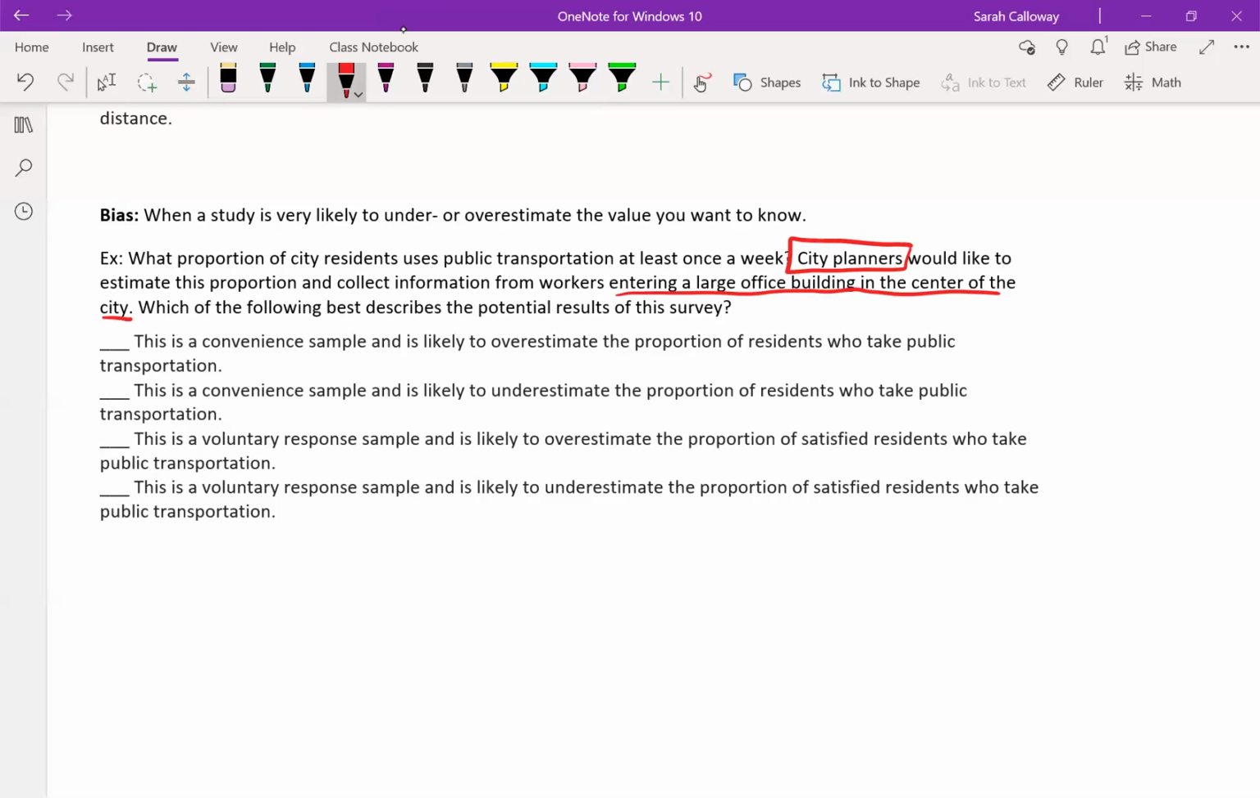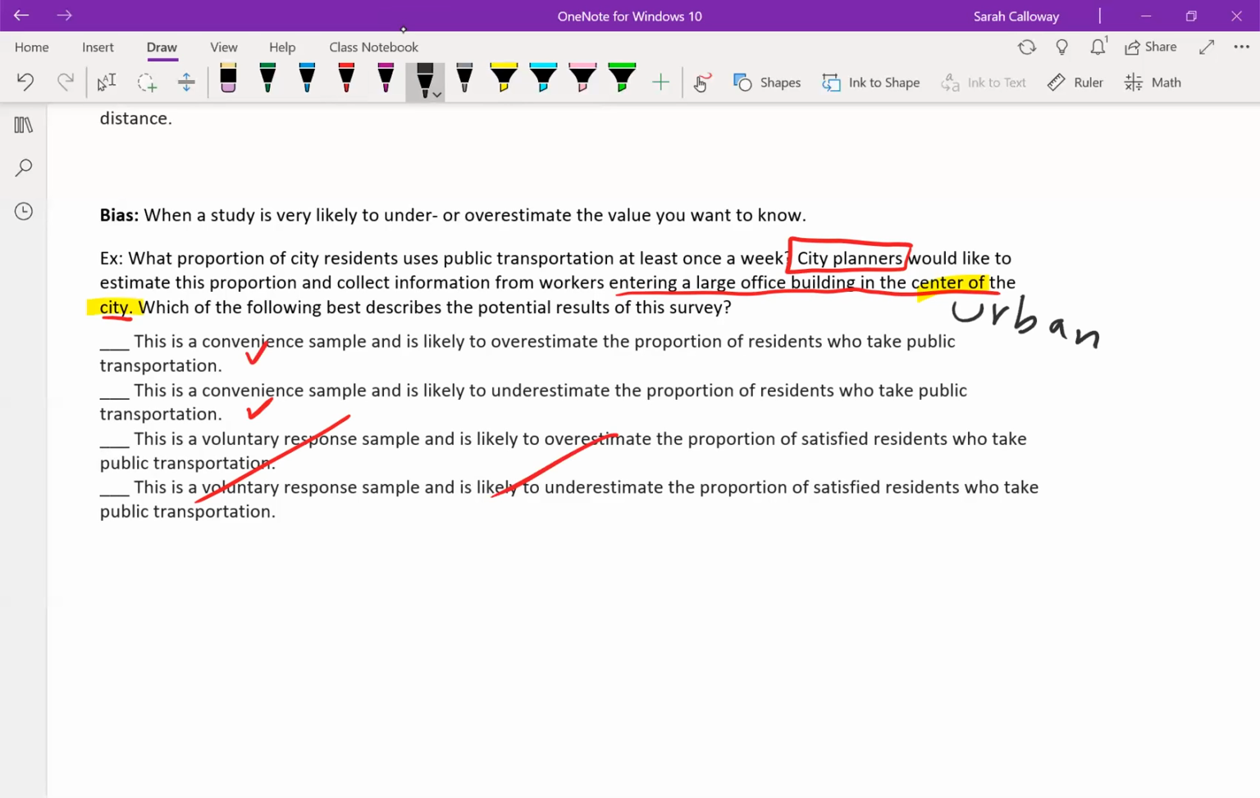So my possibilities are the first two options. It's not going to be these because it's not voluntary response. They aren't sending out a survey and inviting you to fill it out. Which of the following best describes the potential results of this survey? So if I think about this, they work in the center of the city. So we can think about that as an urban area as opposed to a suburban area, right?